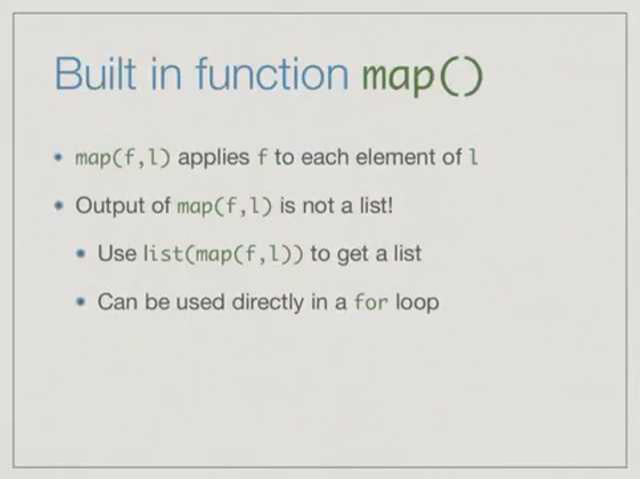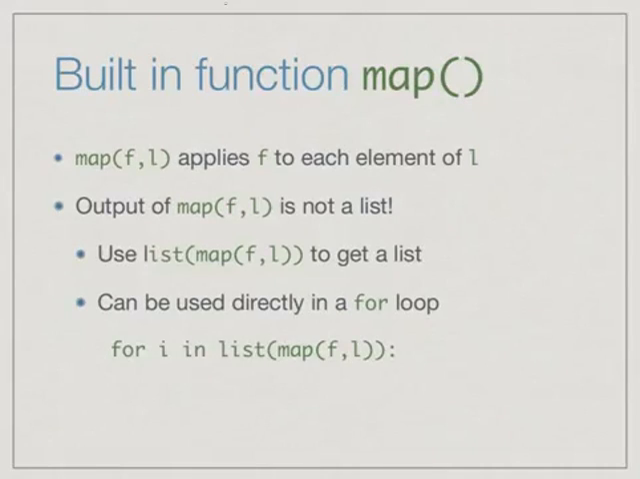And you can, however, use the output of map directly in a for loop by saying for i in list map f L, or you can even say for i in map f L, this will work. Okay. So you don't need to use the list notation if you just wanted to index in a loop. But if you want to use it as a list, you must use the list function to convert it.